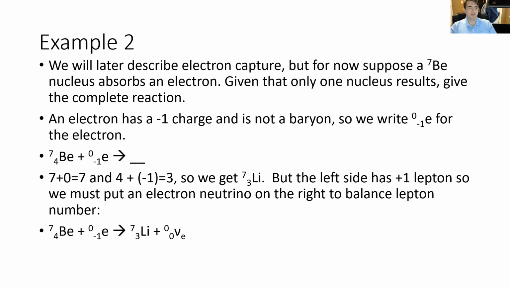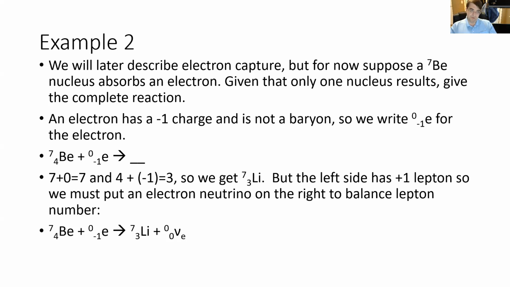So the description of the problem will be beryllium-7 plus an electron yields something. To figure out what we get as one object, 7 plus 0 is 7 total baryons. On the bottom, we have +4 for the beryllium plus -1 charge for the electron, gives me a 3 charge. So atomic number 3 is lithium. So we end up getting lithium-7.